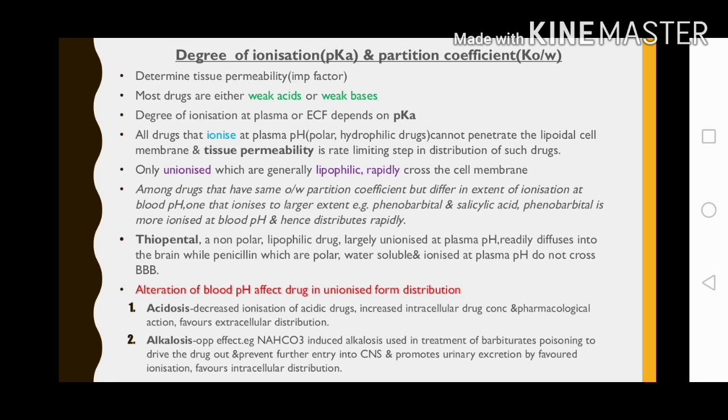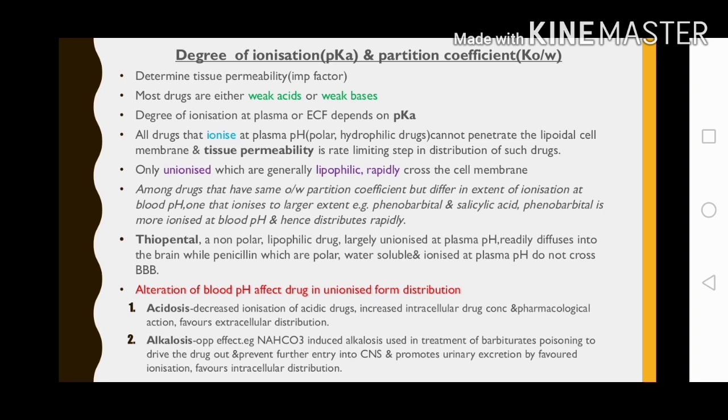Second drug is thiopental. It is a non-polar lipophilic drug and it is largely unionized at plasma pH, but it readily diffuses into the blood-brain barrier because the blood-brain barrier is highly lipophilic in nature, so it permits entry for lipophilic drugs, whereas penicillin, which is polar and water-soluble, is ionized at plasma pH but does not cross the blood-brain barrier.